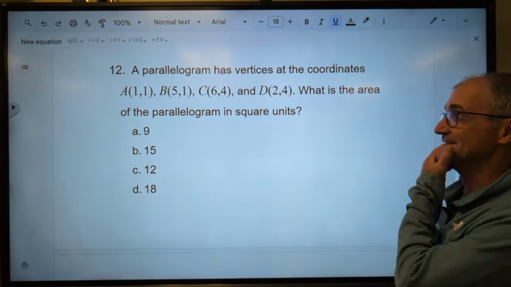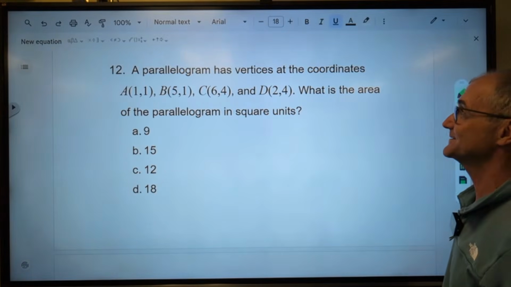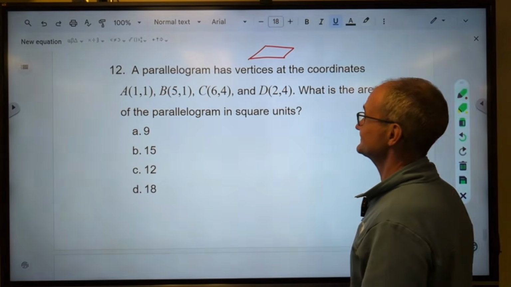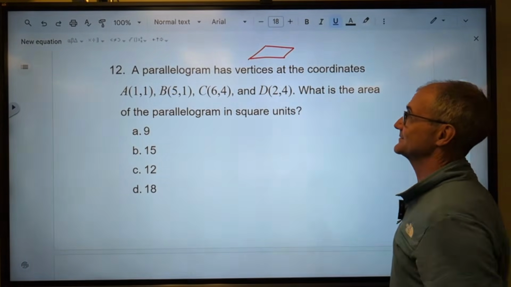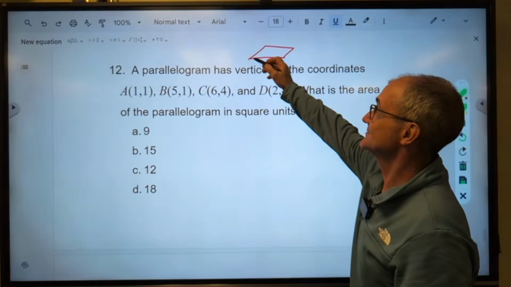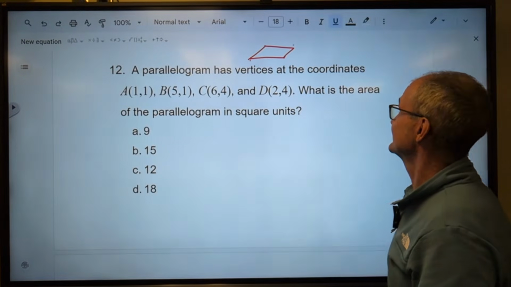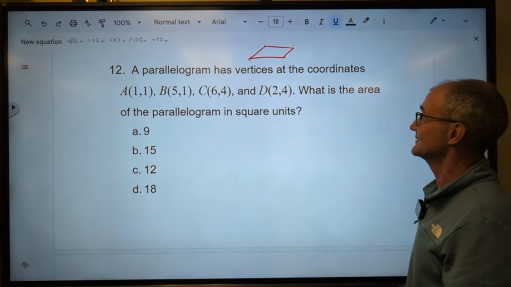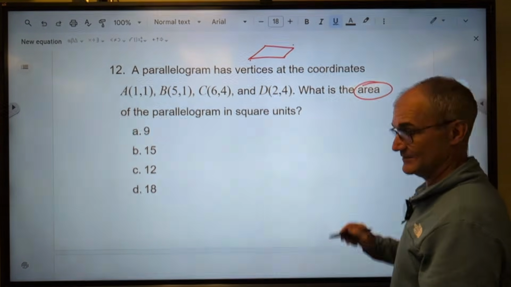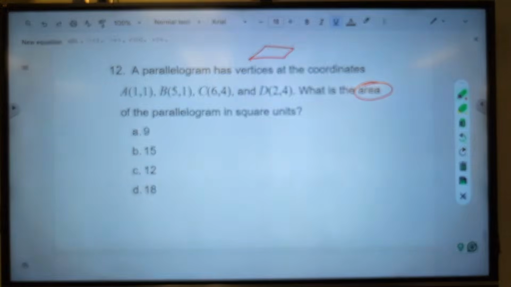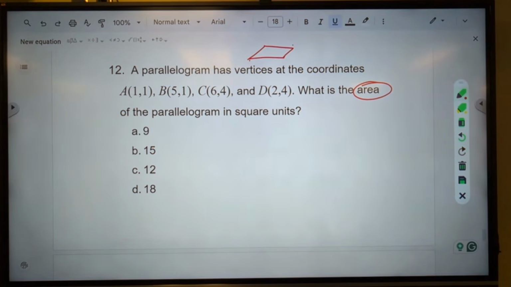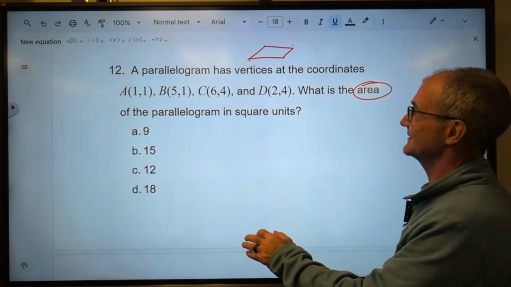Okay, let's go ahead and do this. Let's create this picture first. Step 1, parallelogram. I need to know it looks like this. Parallel sides, but not perpendicular. Vertices, those are the points on there. And then those are the coordinates. So what is the area of the parallelogram? So step 2 is I need to find, whoops, oh. Sorry about that. What is the area of the parallelogram?